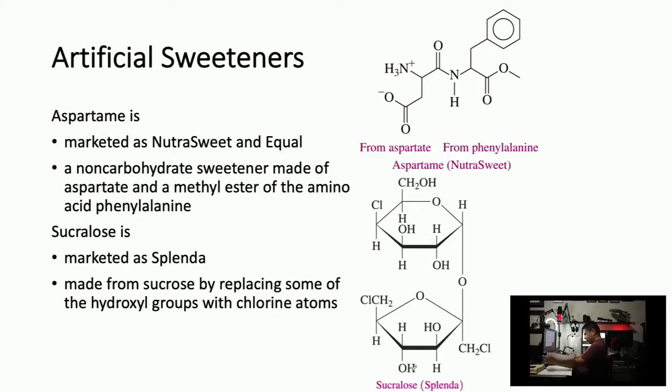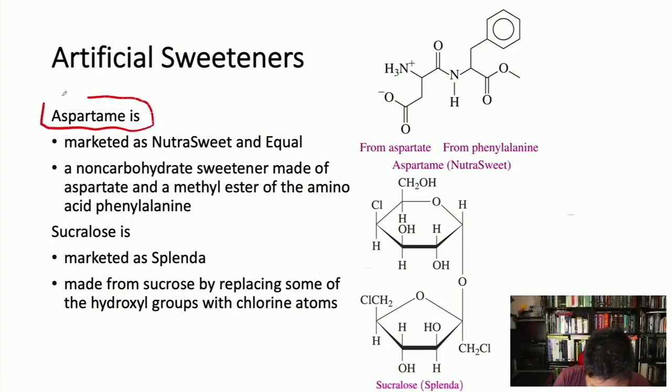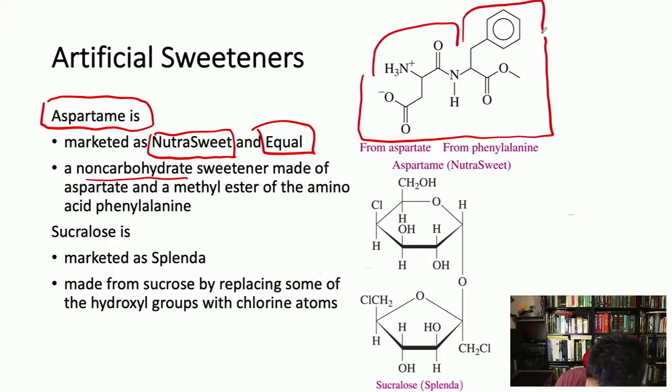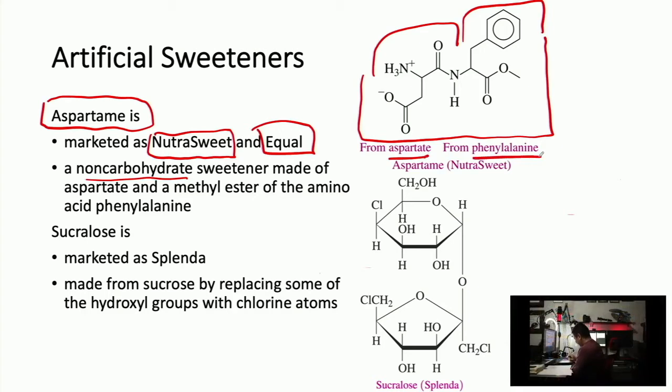So what are these artificial sweeteners? Well, like I was saying before, there's aspartame. And aspartame is commonly known as NutraSweet or Equal, right? And its shape, its molecular structure, is there. The reason why it's considered a non-carbohydrate sweetener is because notice that it's not made of carbohydrates. This is actually 2 amino acids put together. The aspartate amino acid and the phenylalanine amino acid, which you'll learn a lot about later in the semester. But the point is, they're amino acids. They're not carbohydrates.